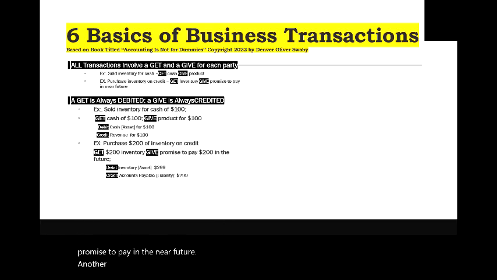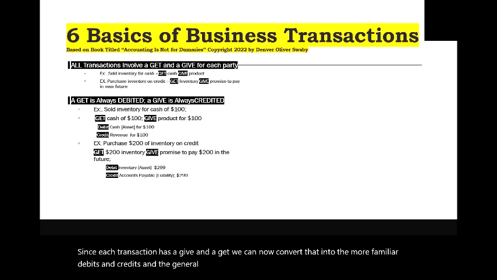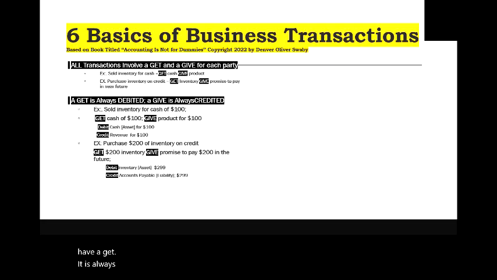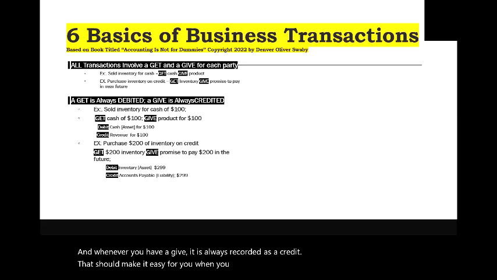Another key principle is that since each transaction has a give and a get, we can now convert that into the more familiar debits and credits. And the general rule here, which is easy to remember, is that whenever you have a get, it is always recorded as a debit. And whenever you have a give, it is always recorded as a credit. That should make it easy for you when you are trying to figure out how to record a particular transaction.